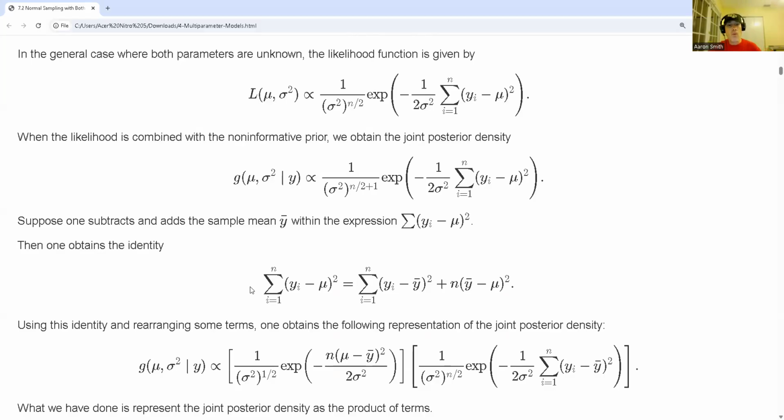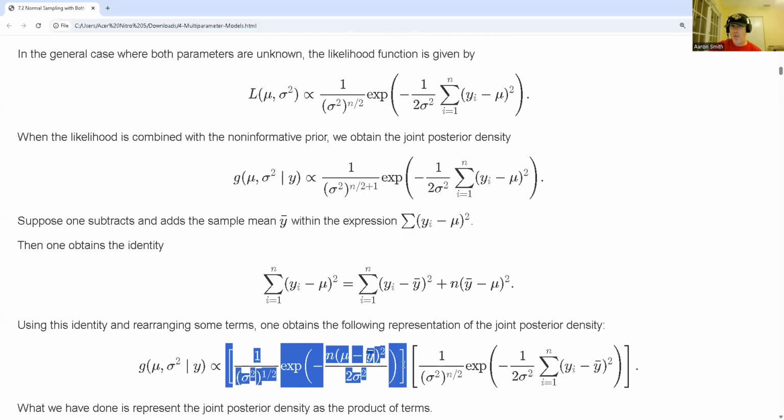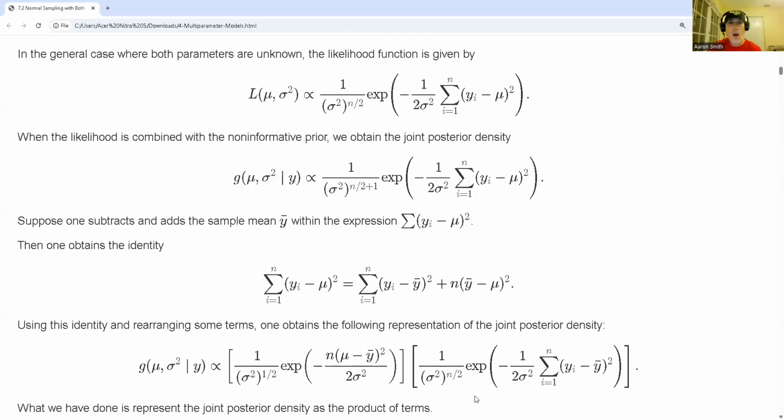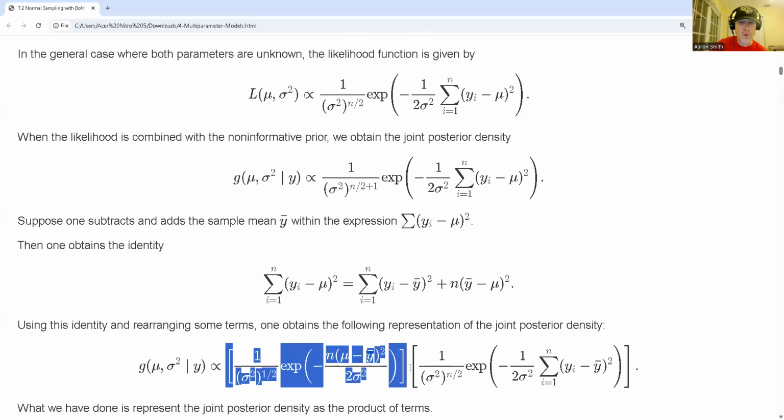And so I'm going to use this identity, and I'm going to rearrange my terms, and my posterior distribution is going to be proportional to this right here, like that. And so we have the joint posterior density in product terms. Okay. And now, when I look at this, I notice that this part here does not have a mu. And this part here has a mu and a sigma squared. So how we typically approach this problem is that we look at the sigma part first.